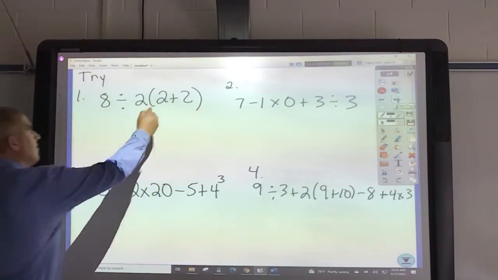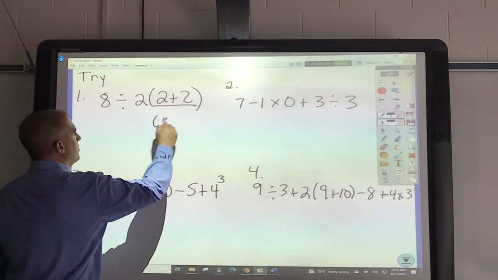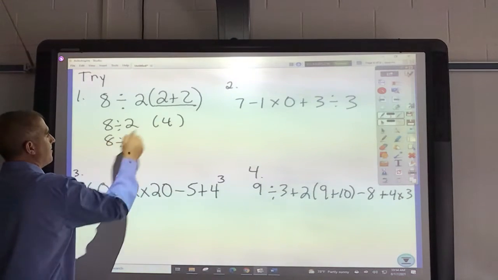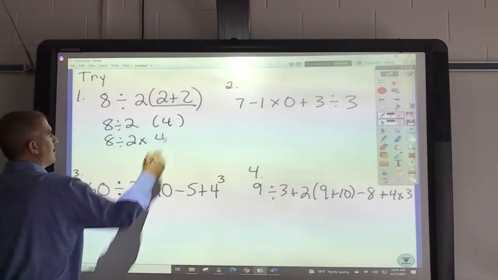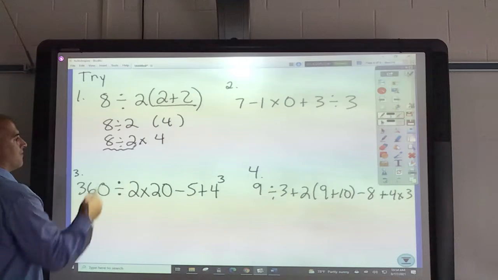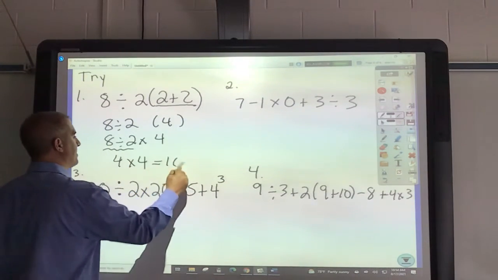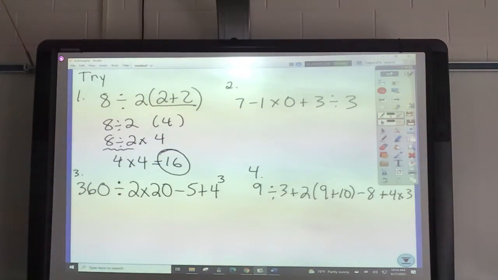So what I would do here, that's going to be 4. So I got 8 divided by 2. So that's really 8 divided by 2, and they're next to each other like that. That just means this. So I would do this part first. 8 divided by 2 would be 4. 4 times 4 would be 16, okay?